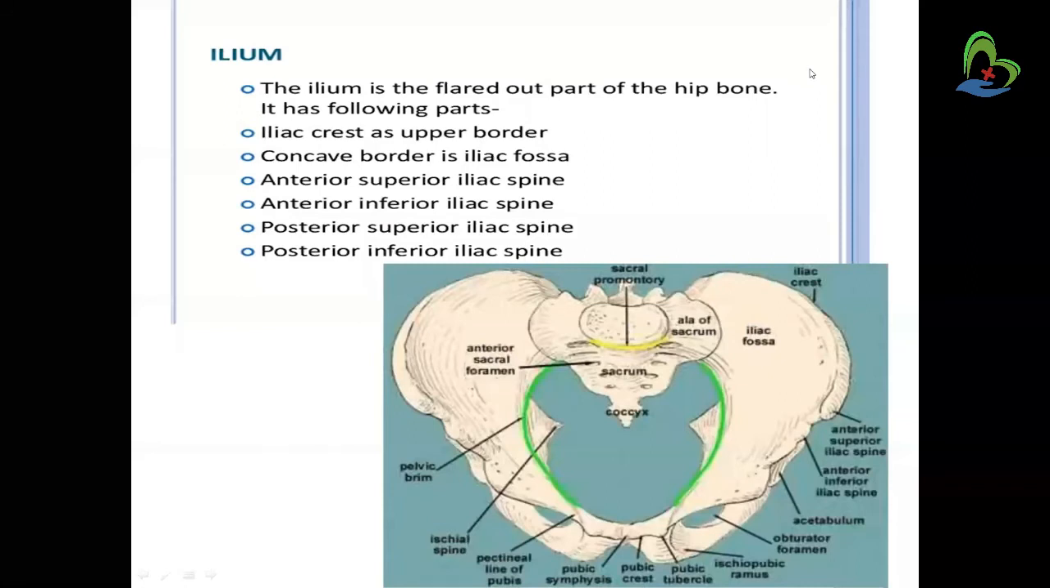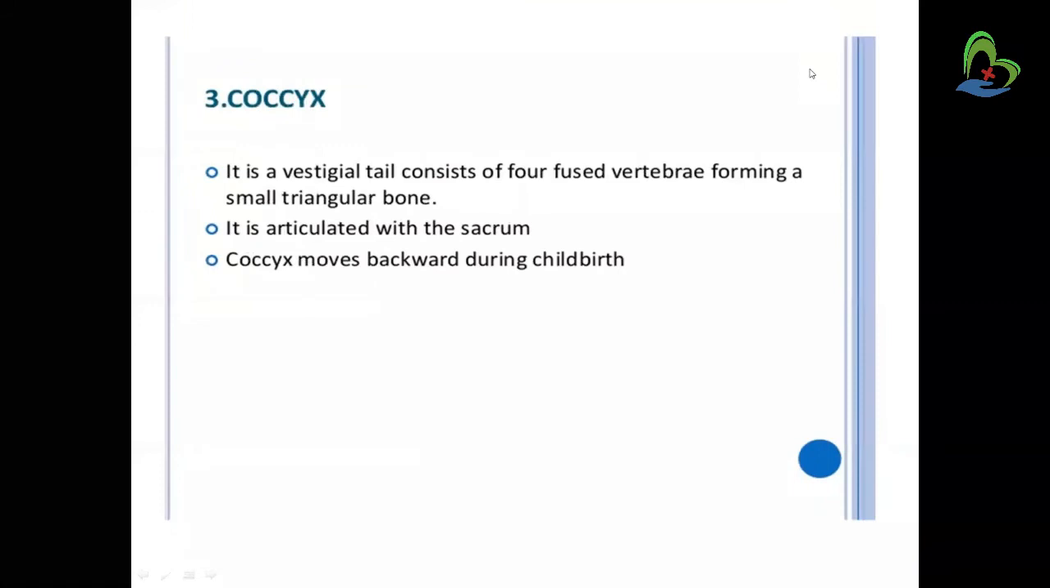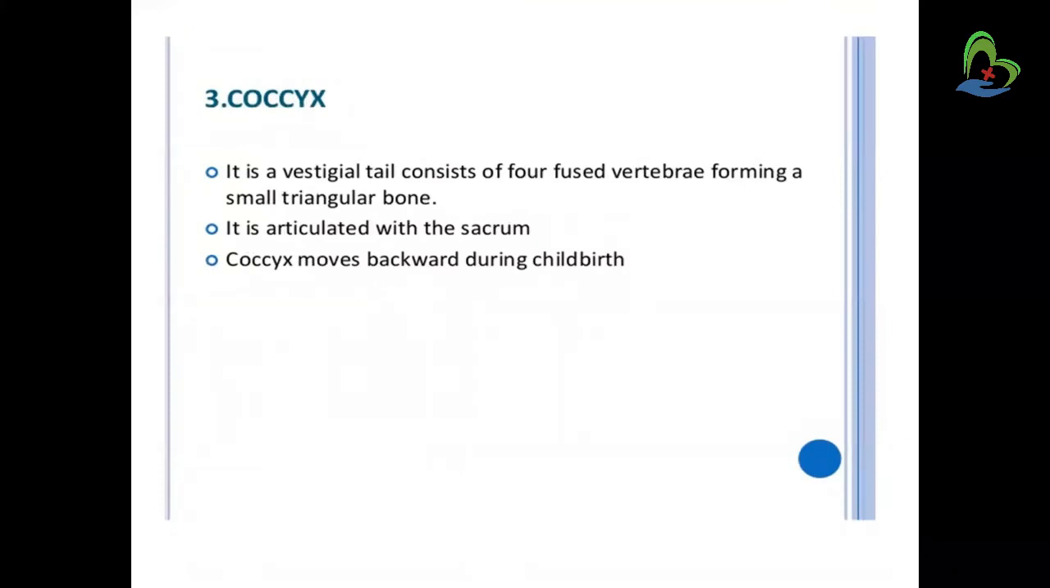Now the coccyx. The coccyx is a vestigial tail consisting of four fused vertebrae forming a small triangular bone. So there are four fused vertebral column bones that together form a triangle-shaped bone, the coccyx, and it articulates with the sacrum. This coccyx slowly moves back during the process of childbirth, or during labor.